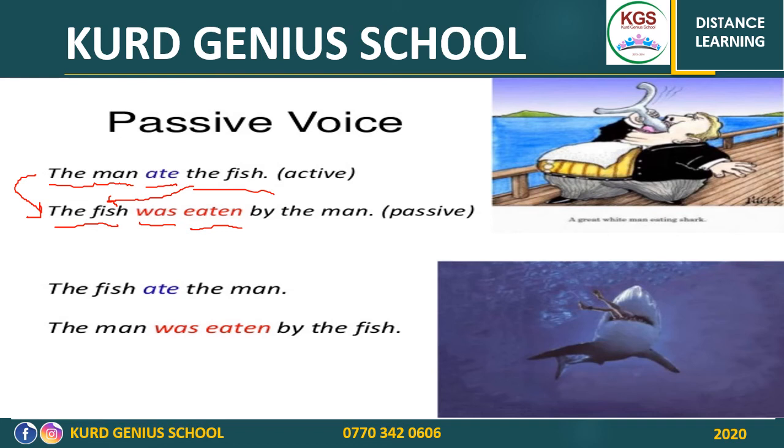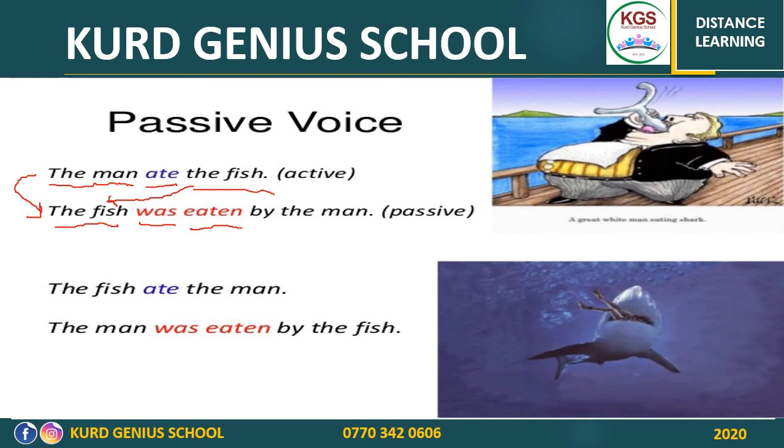As I explained in the previous slide, you can add by agent, like you can add who did the action. You could say by the man, even if you don't say it is okay. But when you want to say it, you have to put it after the verb and you have to add by. The fish was eaten by the man. So this is the passive sentence of the active sentence, the man ate the fish.